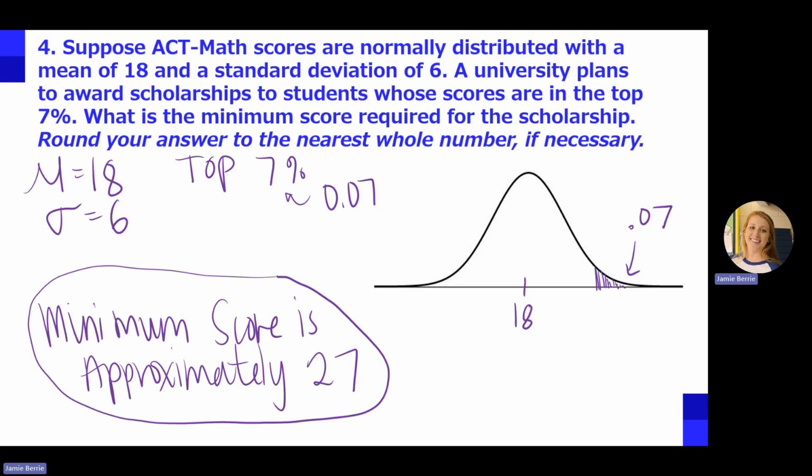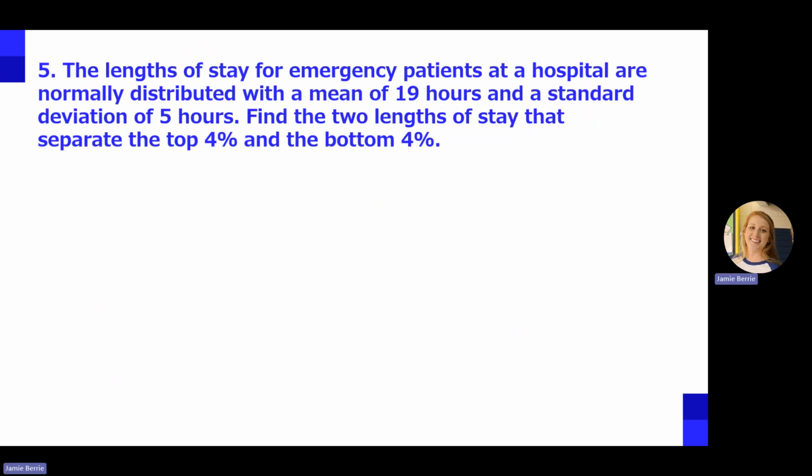Okay, last question. The lengths of stay for emergency patients at a hospital are normally distributed with a mean of 19 hours and a standard deviation of 5 hours. Find the two lengths of stay that separate the top 4% and the bottom 4%.